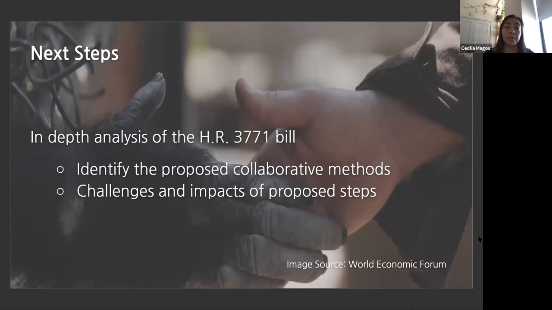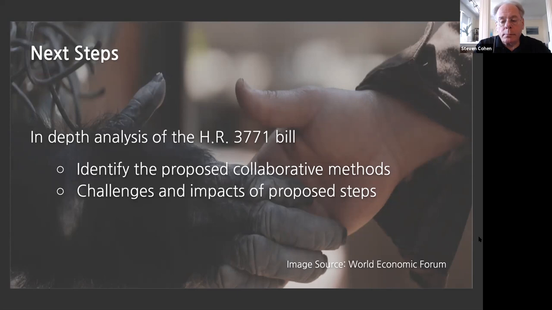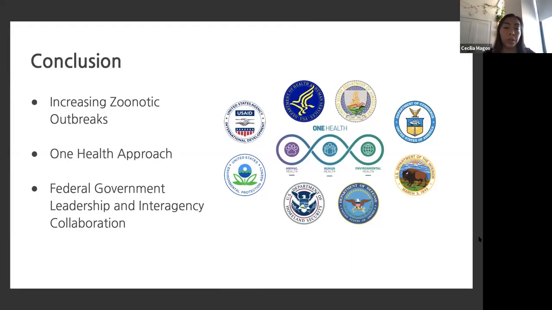So in our next steps, we will be including an analysis of the proposed collaborative plan, as well as identifying some of the challenges and other potential impacts of the legislation. To conclude, we know that zoonotic infections have been increasing throughout the years, and consequently government intervention, such as the proposed Advancing Emergency Preparedness Through One Health, is necessary for clear guidance, not only to respond to these outbreaks, but to have proper preparation and prevention plans under a collaborative One Health approach.